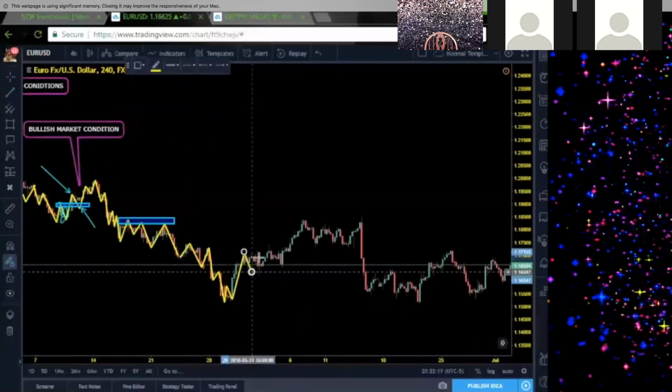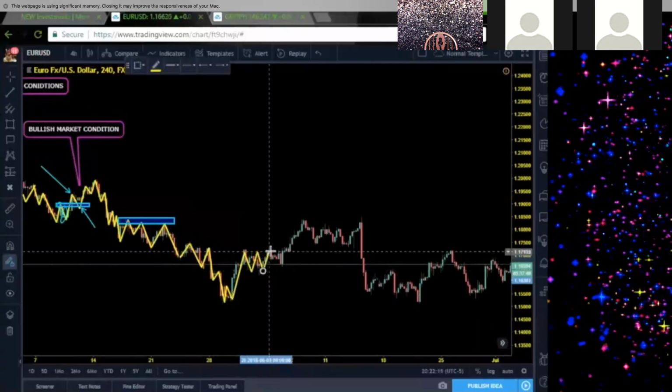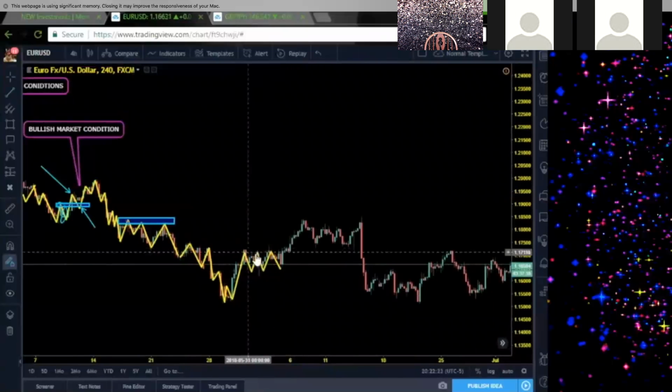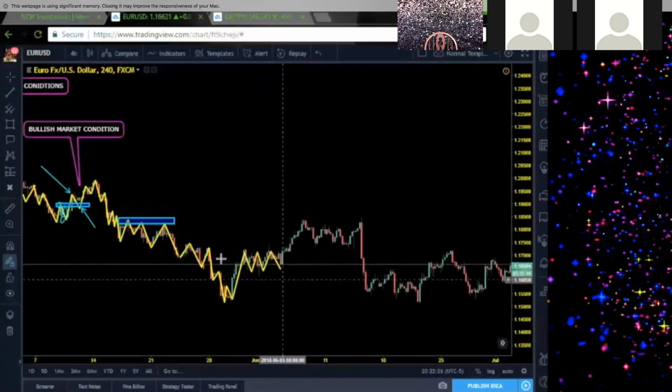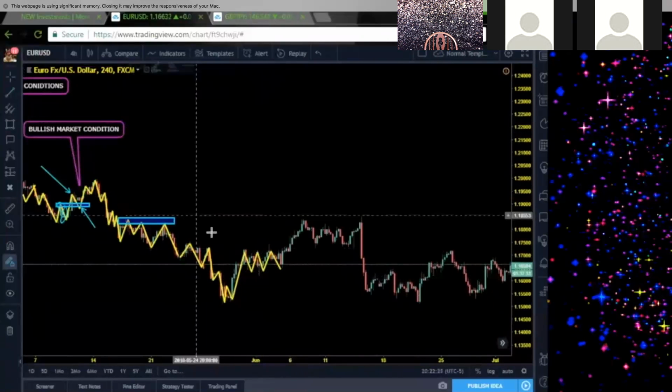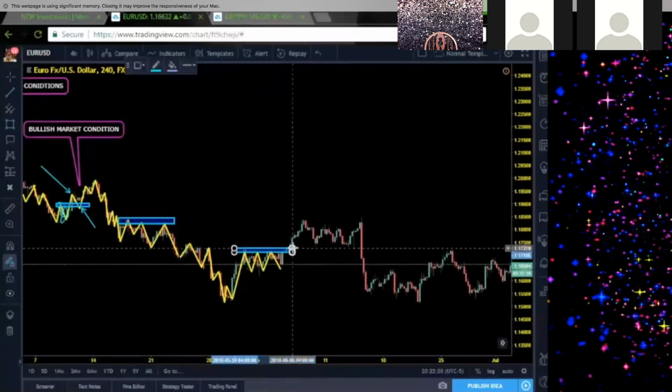So right here, we have a little bit of consolidation. Y'all see this? We're not necessarily making higher highs. We're not necessarily making higher lows. We're just kind of going sideways. This right here is an example of consolidation.